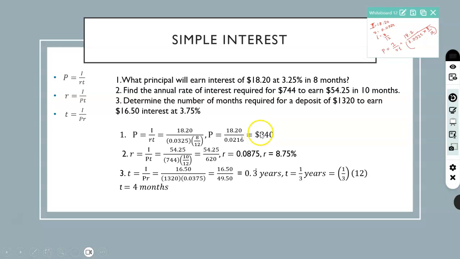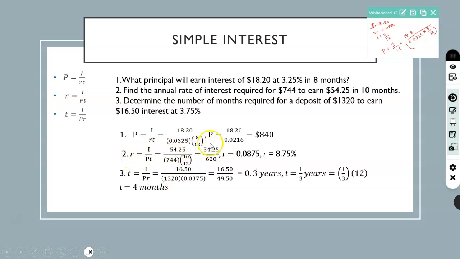So we have $840. In the same way, find the annual rate of interest required for $744 to earn $54.25 in 10 months. Earning is always your interest. The $744 is your principal amount, and T is the time, which is 10 months. You will convert 10 months to years, which is 10 over 12, and you need to calculate R. So you will use the second formula: R is equal to I over PT.